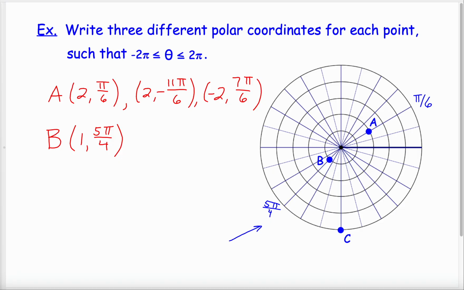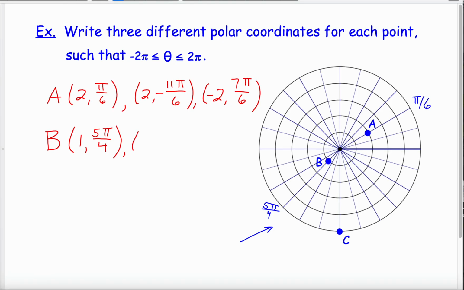All right, if I wanted to think of this in the negative direction instead of positive 5 pi over 4, if I started here and went this way, that would be what? Negative 3 pi over 4? So that would be another way to write it. So 1 comma negative 3 pi over 4.